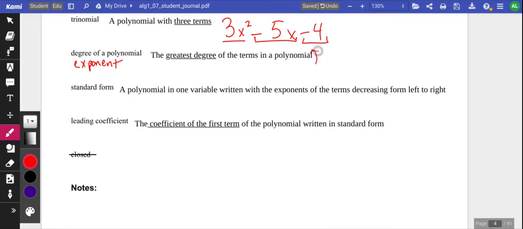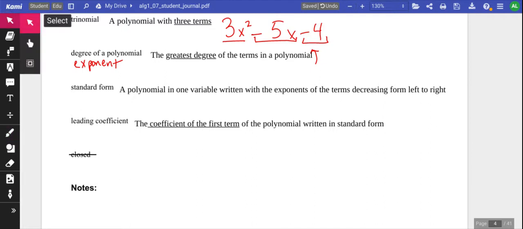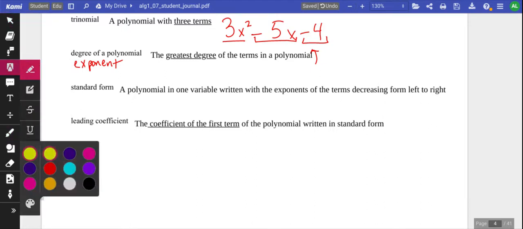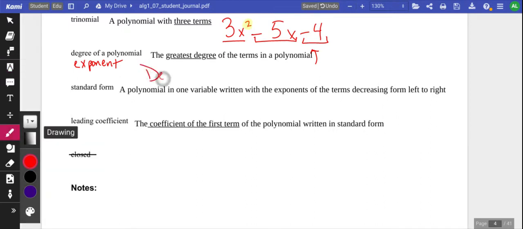So let's say I look back at this trinomial here. My highest degree, I'm going to highlight it here, is 2. Okay, so I could just say I've got a degree of 2, if I have an exponent of 2. If the highest one is 3 or 4 or 5, those would all be the degree. You're not adding them all together or anything like that. You're just saying, what's the very highest exponent I see?